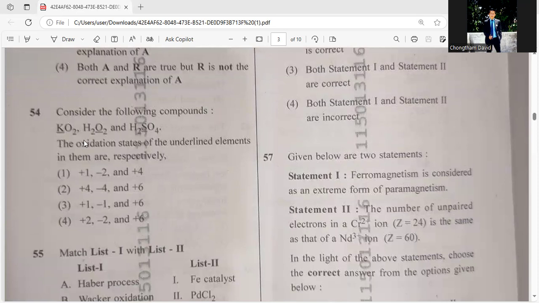Easy question again. I hope everyone can answer this. These are the oxidation states. So potassium is plus 1, this is superoxide, hydrogen peroxide is minus 1. Option 3 will be the answer for question number 54, right?